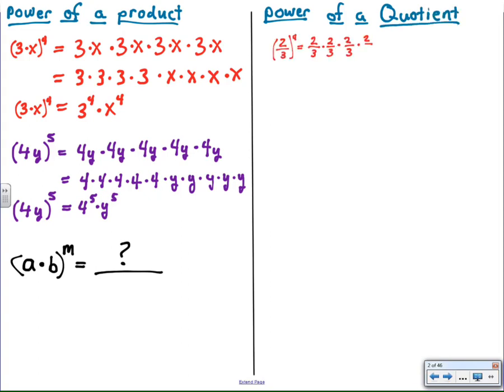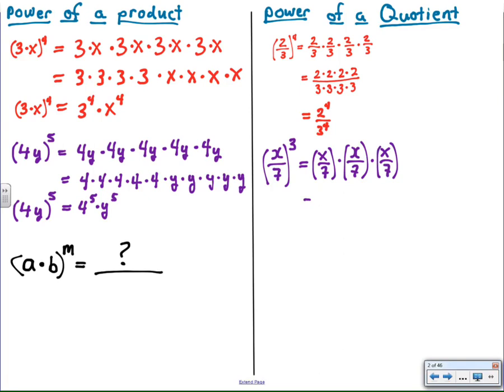Quotient is what happens when you divide. So if you take 2/3 to the 4th, it's really multiplying 2/3 by itself 4 times. When you multiply fractions, you can multiply the numerators and the denominators separately. So there's 4 sets of 2 and 4 sets of 3. That can be shorthanded using exponents, 2 to the 4th over 3 to the 4th.